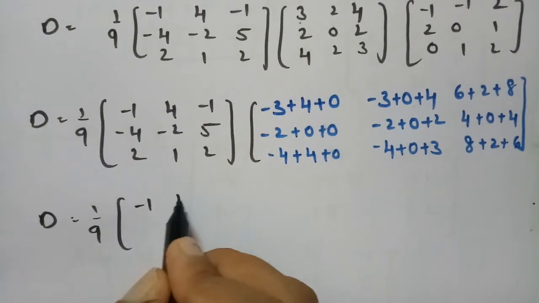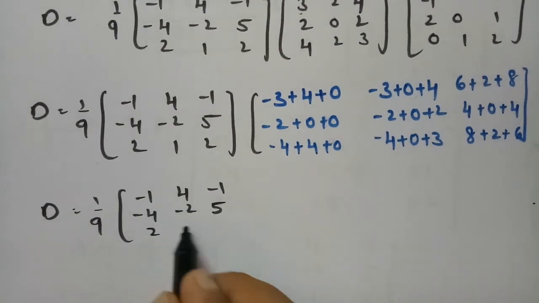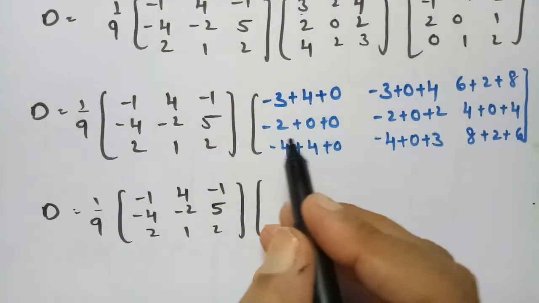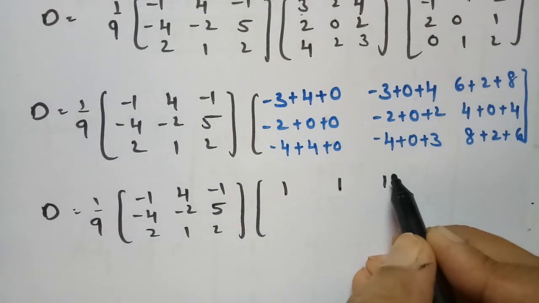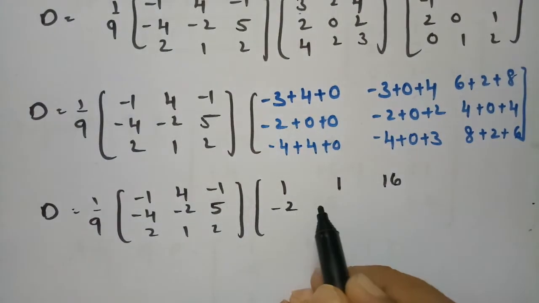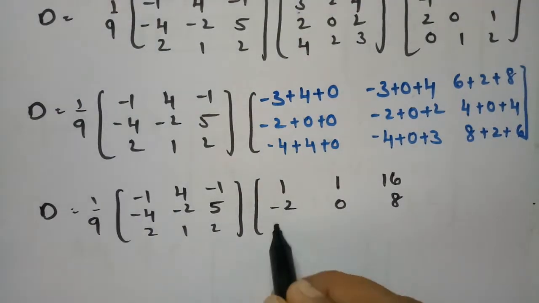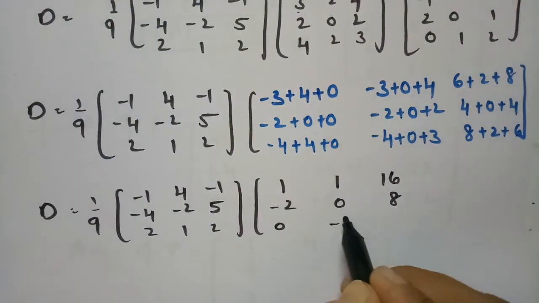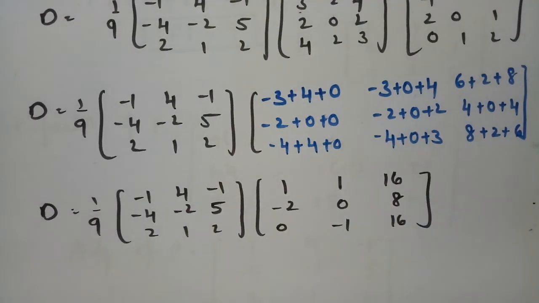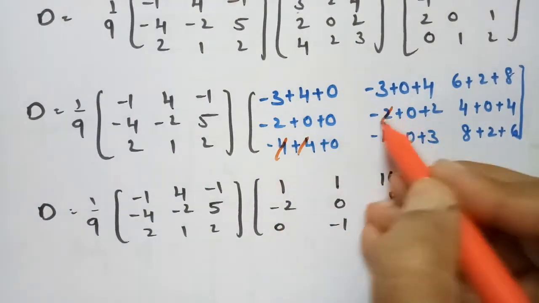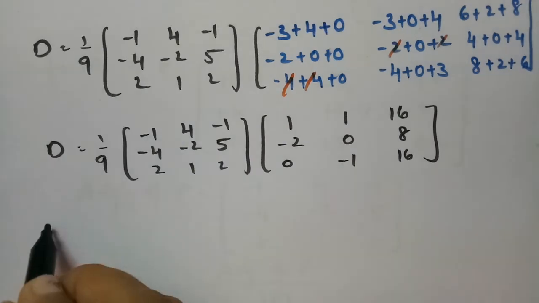And see here, all our values are ready, and D is equal to 1 by 9 times of [-1, 4, -1], [-4, -2, 5], and [2, 1, 2]. So this value is 1, and this is 1, and this value is 10, 16. This is -2, and this value is 0, and this value is 8, and this value is again 0, and this is -1, and this is again 16. If you observe, this value is 0, this value is 0. Now if I multiply this one, see what happens here.